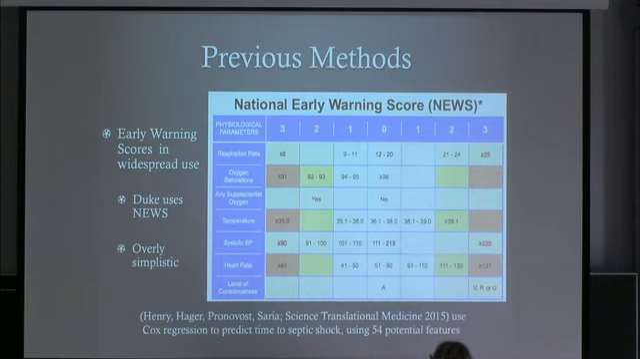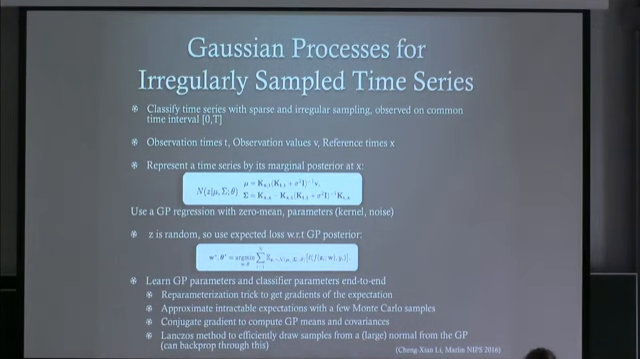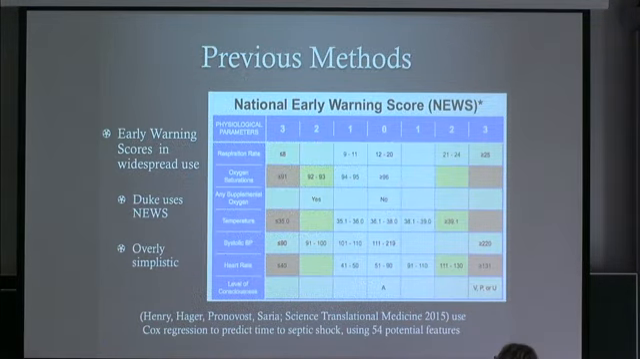So for example, again, Suchi Saria has a paper in Science Translational Medicine, which uses Cox regression to predict time to septic shock using 54 different features. So this is the baseline of what our hospital uses, and this is the baseline of what you see going on in the machine learning community right now. What I should say about the previous paper is that it's predicting time to septic shock, but it's not really a time series paper.